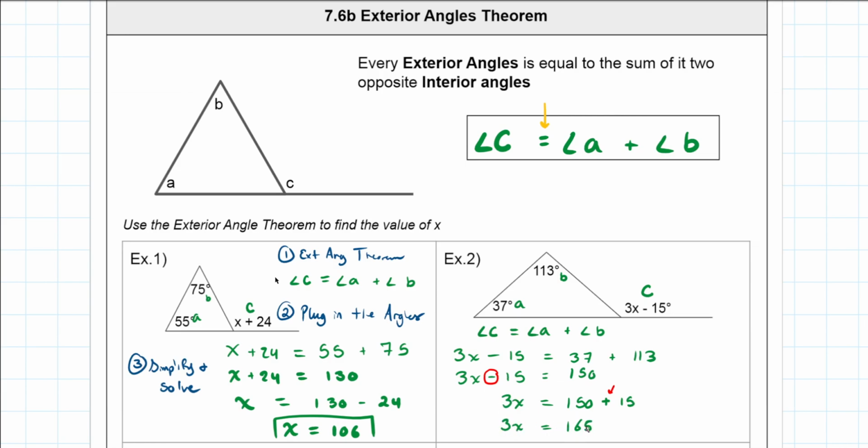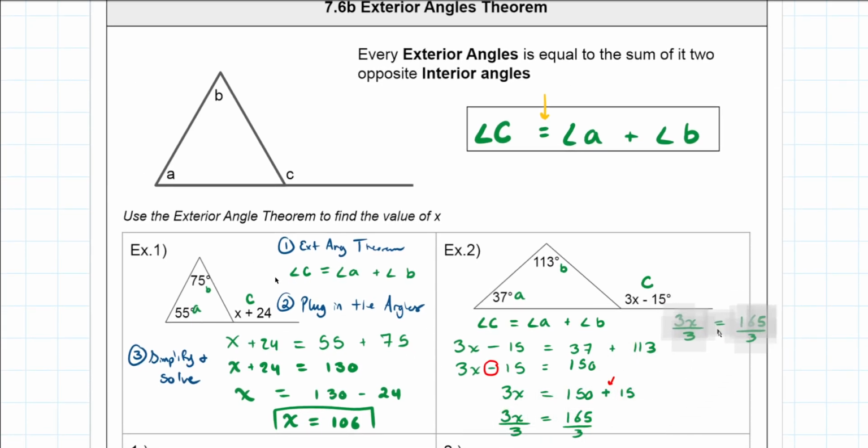And I'm not quite done yet. I still have a 3 here, but we know how to get rid of a coefficient. We just divide by it. Divide by 3. Let's do the same thing we did on the last example. We'll move this over here. And we'll move these guys closer. Cool. Slice and dice. x equals 55. Boom. There you have it.